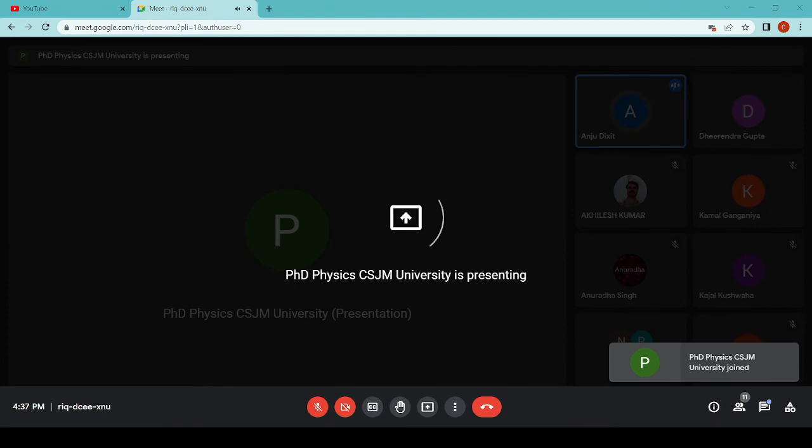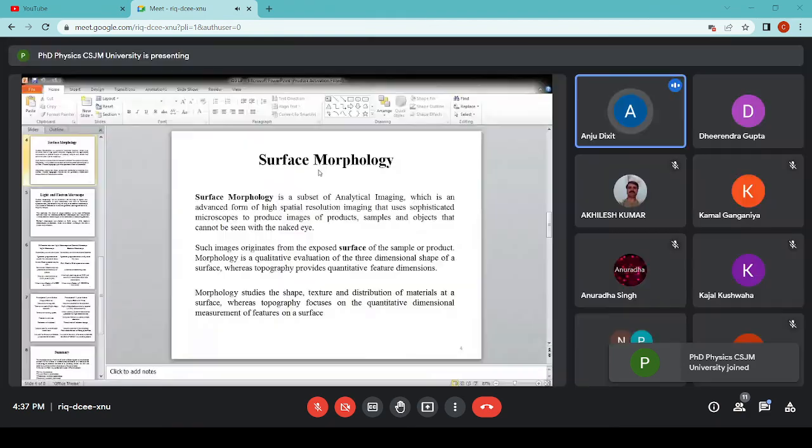Okay. So I'm going to explain the difference between the surface morphology and topography terms. Surface morphology is, I hope the screen is visible, a subset of analytical imaging, which is an advanced form of high spatial resolution imaging that uses sophisticated microscopes to produce images of products, samples and objects that cannot be seen with the naked eye. Such images originate from the exposed surface of the sample or product.